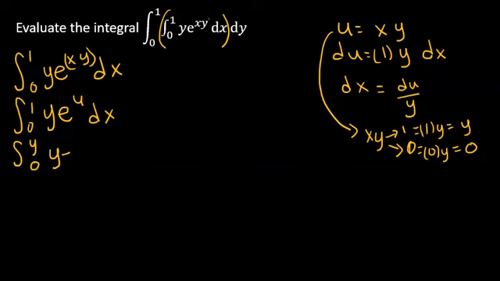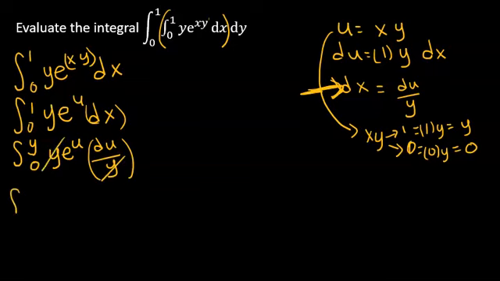And then we had y e to the u dx right here. We already determined what dx is. It's going to be du over y. So that's my setup. I changed the bounds, I threw a u in there, and then I replaced dx with what I developed with my bookkeeping in the corner. So what do I do now? It looks like I can get rid of that y, which is perfect. So I end up with e to the u du.